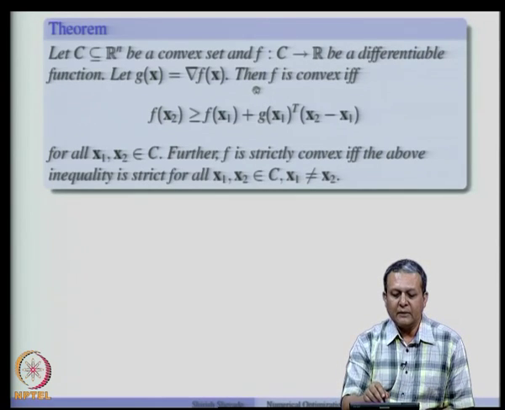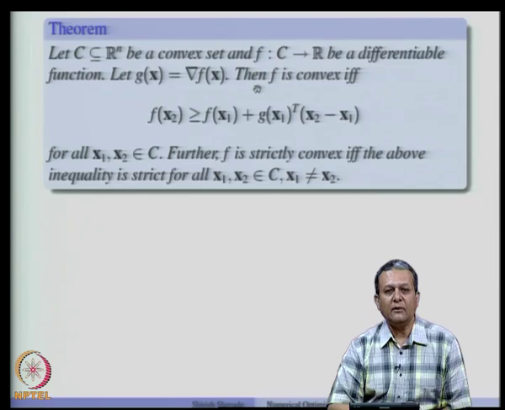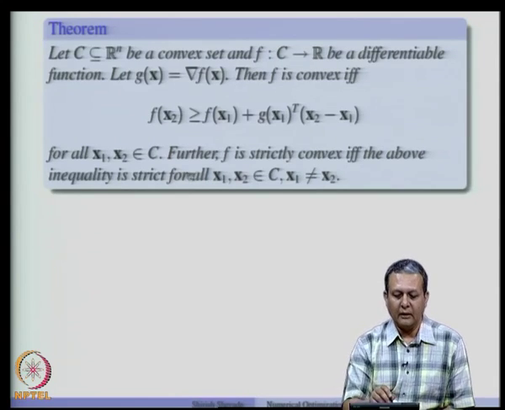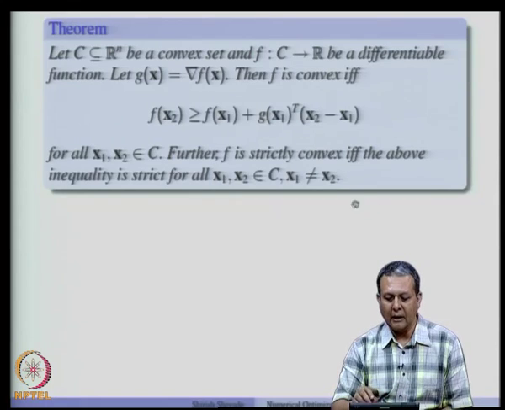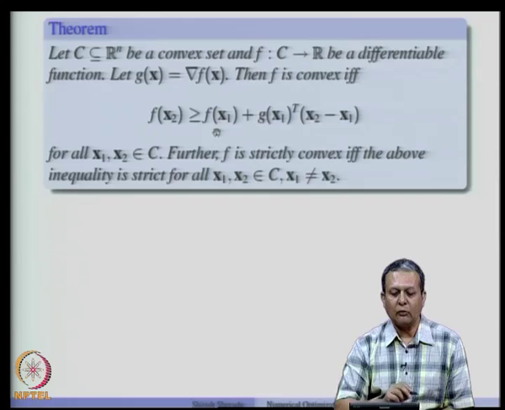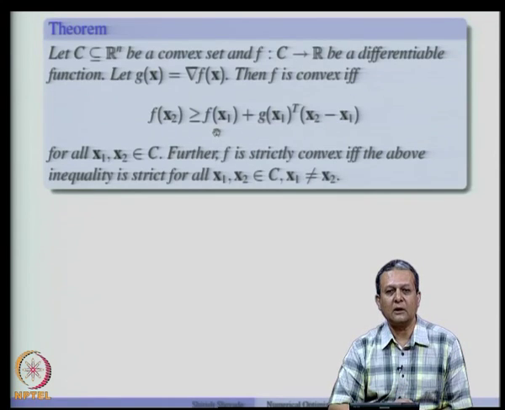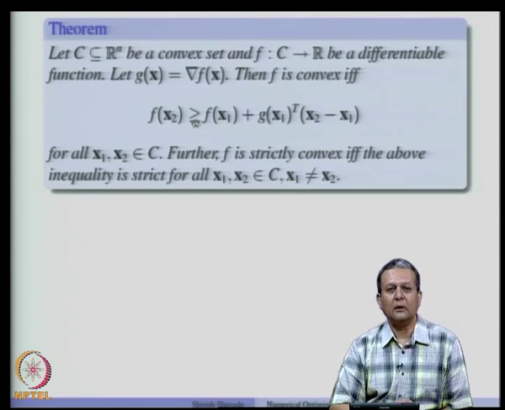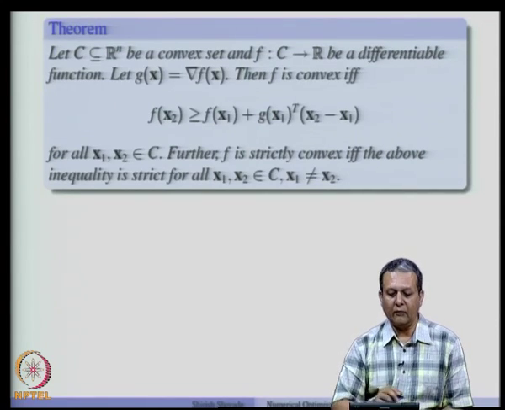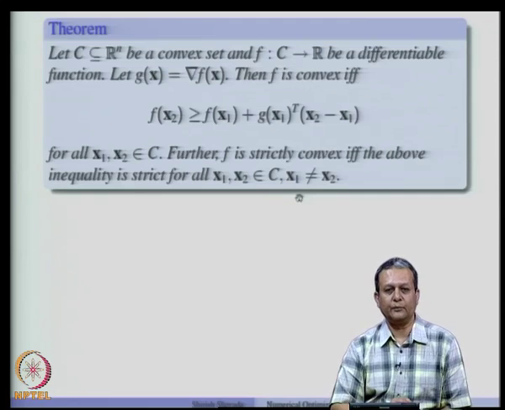Now, the theorem states that the function f is convex if and only if, if you take any x1, x2 in the domain of that function and x1 is not equal to x2, then f(x2) is greater than or equal to f(x1) plus g(x1) transpose (x2 minus x1), and that happens for all x1 and x2 belonging to C. And further, the function is strictly convex if this inequality holds strictly for all x1 not equal to x2.